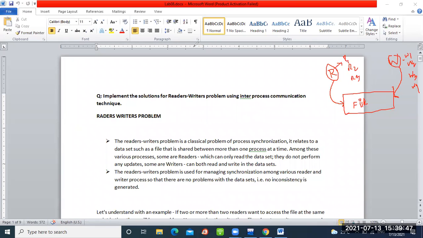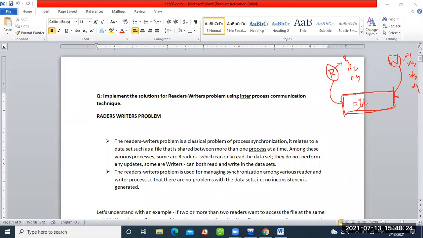So can anyone tell me, is this a synchronization problem? Is this a race condition, or is it a critical section problem? Yes or no? Can I say it is a critical section problem? Now what is the critical section here? The critical section is accessing this file.